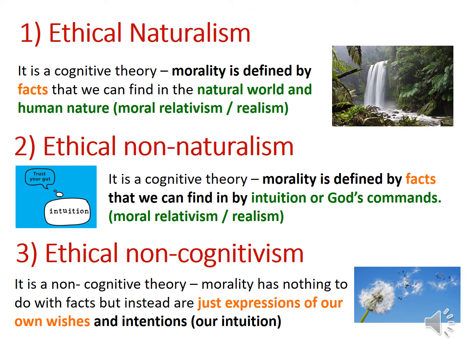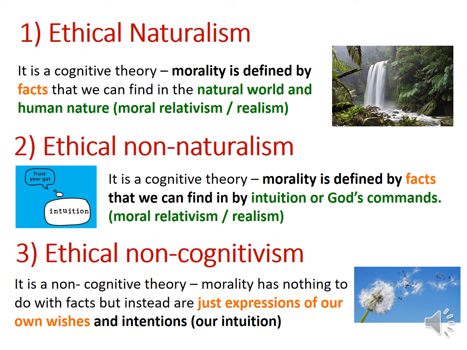Now, the first is ethical naturalism. This is a cognitive theory. It's basically the idea that morality is defined in fact, so that we do have moral facts. And these moral facts we find within the natural world around us and the human world, human nature. So in other words, we're basically having a look at society to tell us what is morally right and what's morally wrong. We have a look at the natural world around us to tell us what's morally right and what's morally wrong. So the answers to morality, the answers to what is good, can become fact by having a look at the goodness of the world around us.